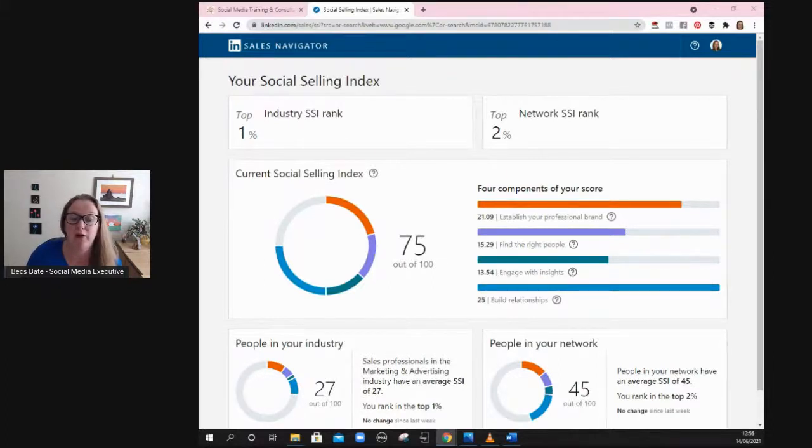Again, it will then benchmark you with people in your industry. So generally speaking, people in my industry rank about, on average, 27 out of 100, which you think would be quite low, really, for digital marketing. We should really be demonstrating and highlighting and showcasing how to do things correctly. So mine's pretty high in comparison to the rest of my sector. But people in my network, so everyone who I'm connected with, generally speaking, rank at 45 out of 100. So have a look. Let me just put the link in the comments now. Have a look and tell me what your score is, okay?